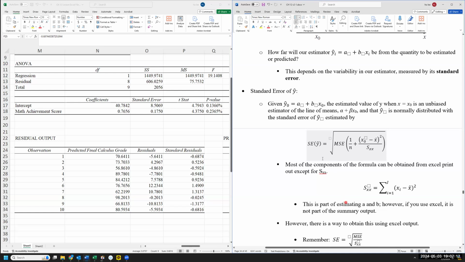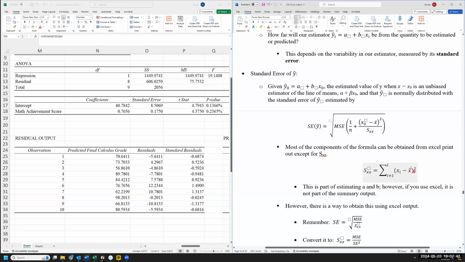This estimate Y hat has a standard error, has its own variance term. And that is this fancy formula, which is the square root of MSE times (1 plus 1 divided by n plus (X naught, the number we put in for X, minus the average X) squared divided by SXX). SXX is here, which is the sum of (xi minus x bar) squared.